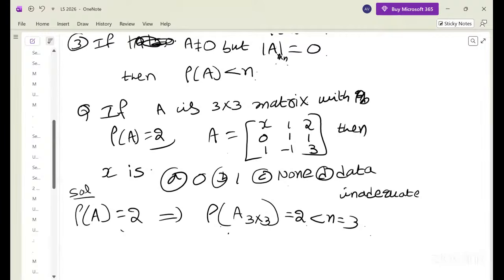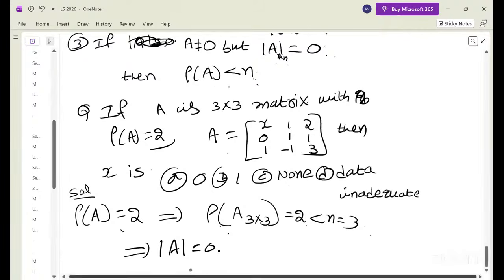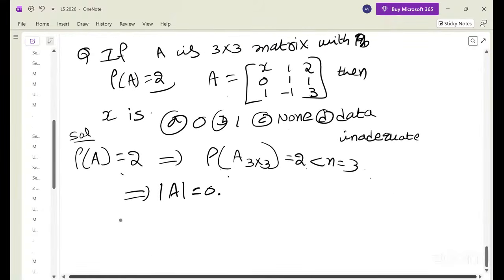It is true both ways. If the determinant is 0, rank is less than n; if rank is less than n, then det A is 0. It is an if and only if statement. So rank of A less than n means determinant is 0. So the determinant of the matrix x, 1, 2; 0, 1, 1; 1, minus 1, 3 is 0.